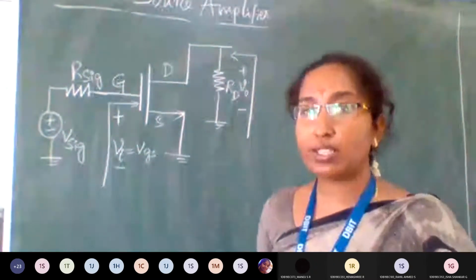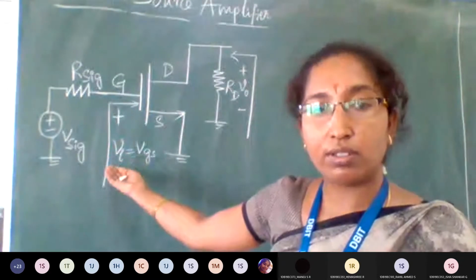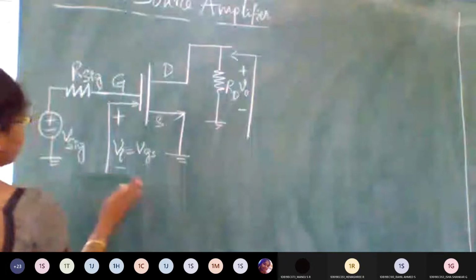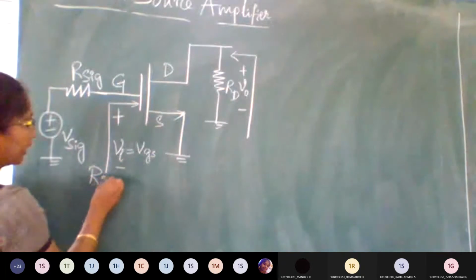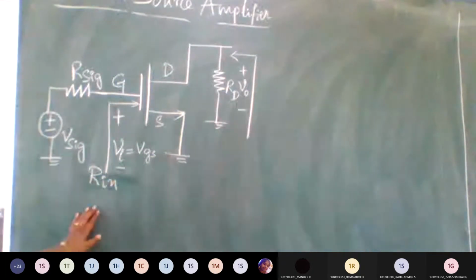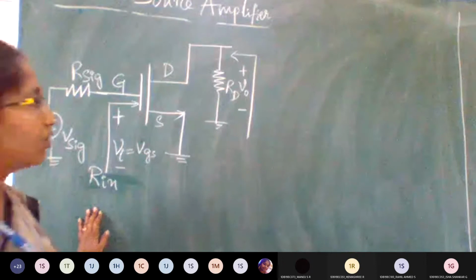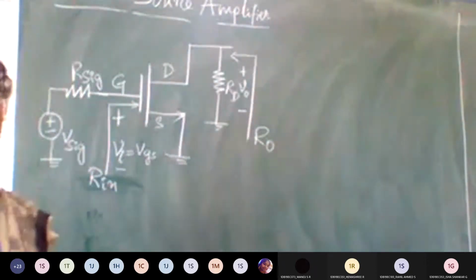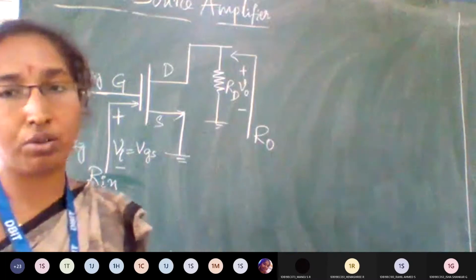Where will you measure the input resistance? Input resistance is towards the input, the gate terminal. So you are going to measure the input towards Vi, as I have written. Similarly, we are going to measure the output resistance at the drain terminal. Any doubt in the circuit part?